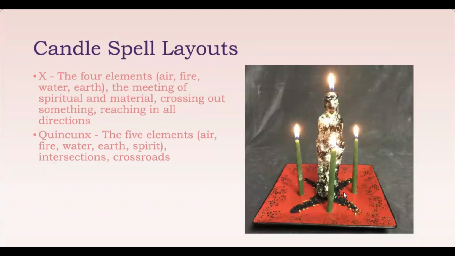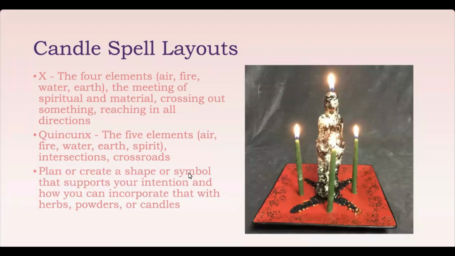When we have 4 points with a spot in the middle, that's called a quincunx, and that represents the 5 elements: air, fire, water, earth, and spirit. It can also represent intersections and crossroads. So we have another candle behind this figural candle, and we have that 5 points that look like the 5 on the side of a die, and that's a quincunx.